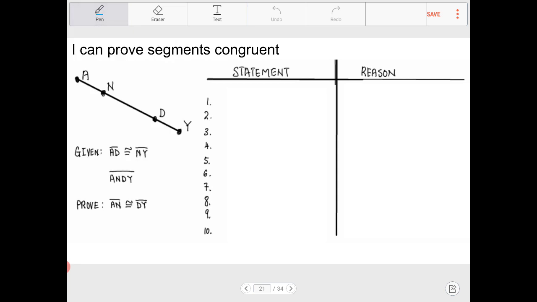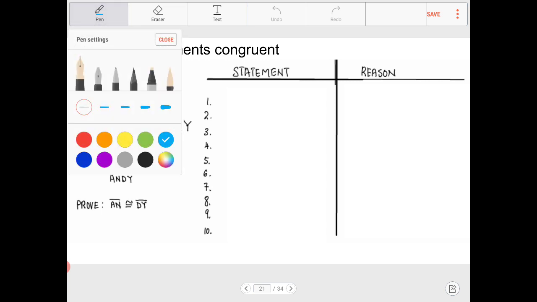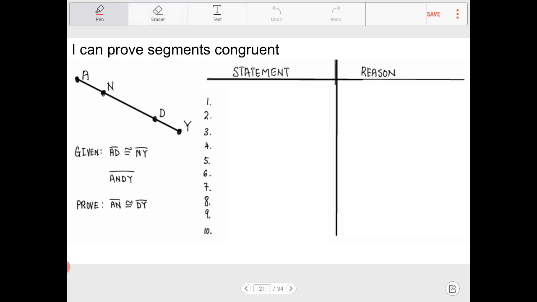I know that AD is congruent to NY. I'm going to use a highlighter for this. And my goal is to show that AN is congruent to DY. Can you see that this is actually like the opposite of the last problem? In the last problem, we were given the shorter segments on the two ends, and we were trying to prove the partial segments are the same. Here, we're given that the partial segments are congruent, and we're trying to prove the end segments are the same. So we're trying to prove that these two guys here in blue are the same length.